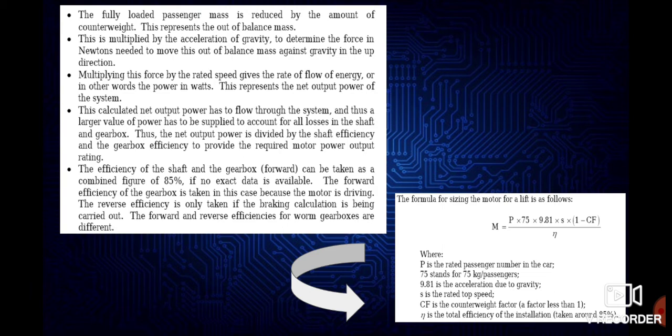Now we will come to the formula that is used for sizing the motor for the lift. So we have M equals P into 75 into 9.81 into S into (1 minus CF) divided by eta, where P is the rated passenger number in the car, 75 stands for 75 kg per passenger, 9.81 is the acceleration due to gravity, as you all know, S is the rated top speed, CF is the counterweight factor, which is a factor less than 1, and eta is the efficiency of the installation, which is mainly taken around 85%.